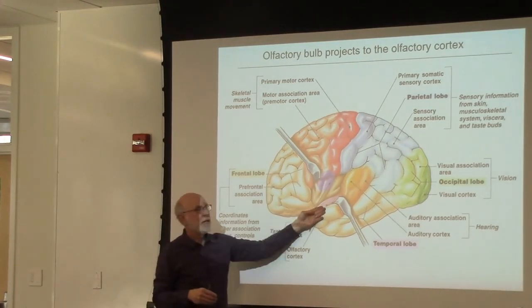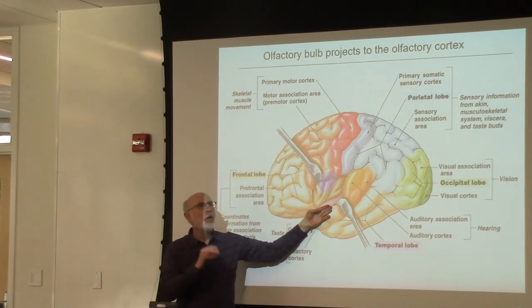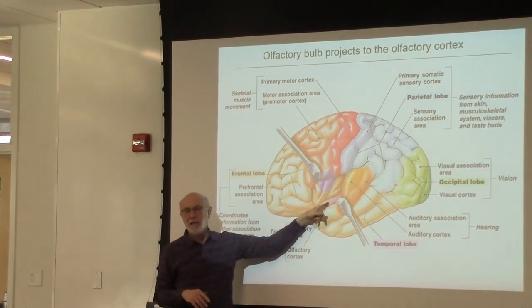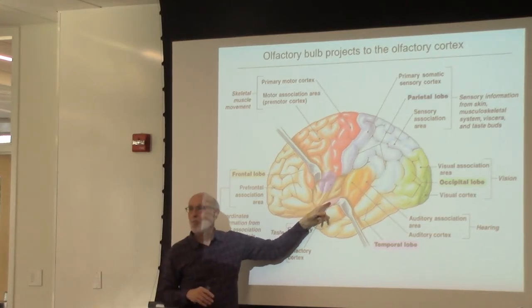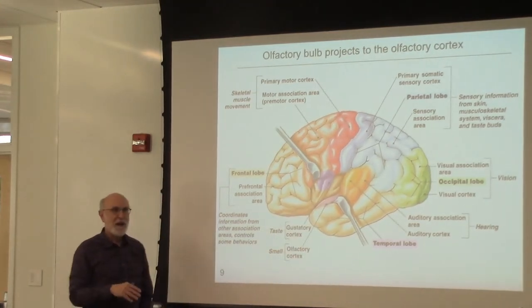The olfactory cortex is in the medial temporal lobe, and for those of you who are experts, this is called the uncus. I won't test you on that word, it's not on the key concepts list.